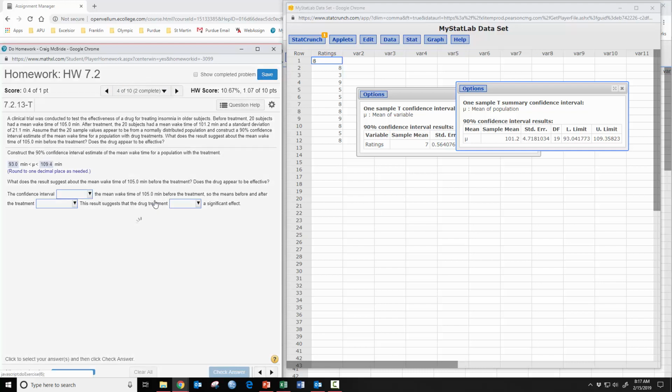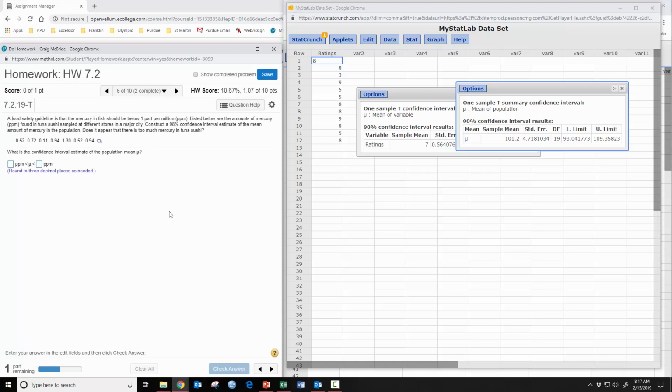Okay, so that's 4 and 5. 6 is probably pretty much the same thing. Again, exact same thing. We load this set of data into StatCrunch and then do the same thing. The only difference is now we have to change it to a 98% confidence interval. Okay.